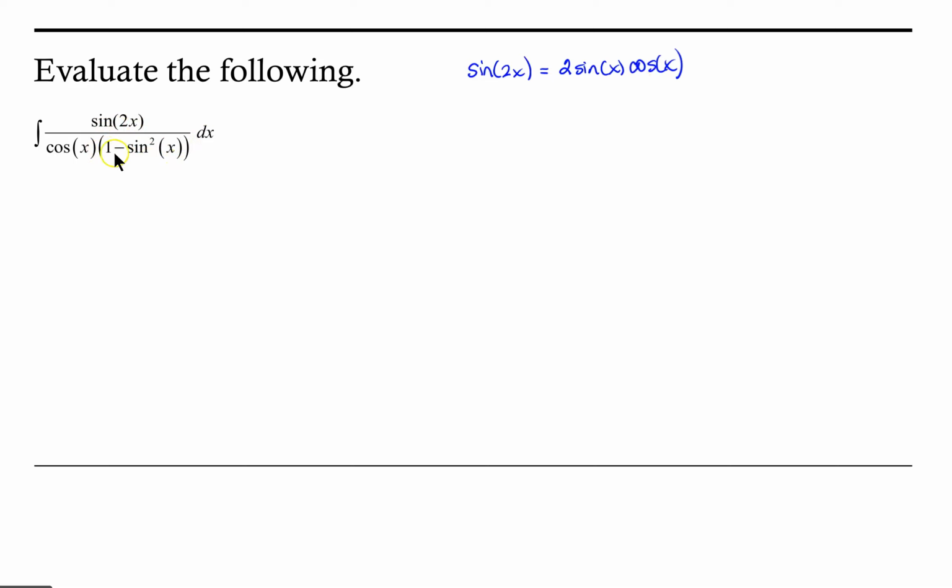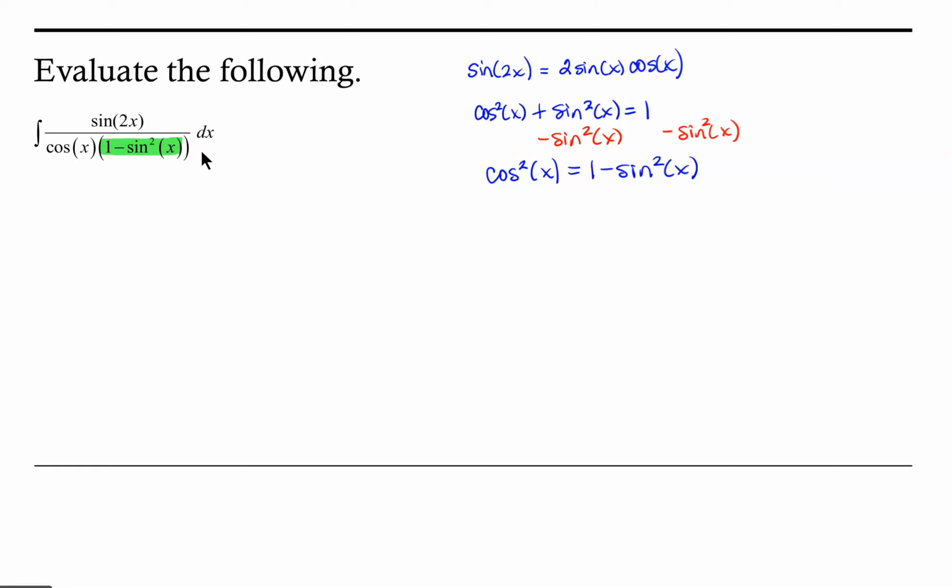Also, let's address the denominator, 1 minus sine squared of x. We'll start by thinking first of the Pythagorean identity, cosine squared of x plus sine squared of x equals 1. Now keep in mind that what we're wanting to replace is 1 minus sine squared of x. So let's take this equation and subtract sine squared of x from both sides, and this gives us an equivalent identity, that is that cosine squared of x is equal to 1 minus sine squared of x.